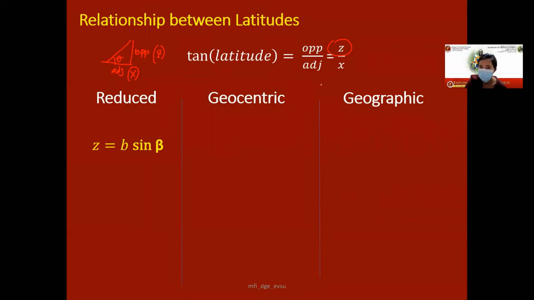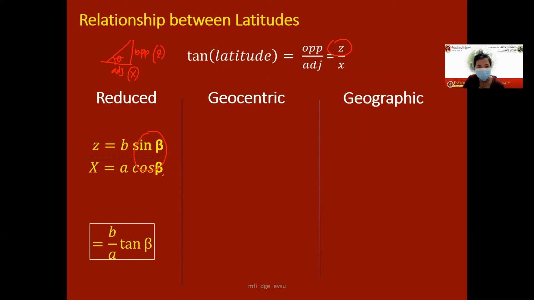If we divide this one by x, which is a cosine beta, what will happen? Sine over cosine is equivalent to tangent, right? So if we simplify this one, this is b over a tangent of beta. So we just divide b sine beta by a cosine beta. Since sine over cosine is equivalent to tangent, then we write this one as b over a tangent of beta. Okay, let's now move to the other latitudes to see if we can simplify the formula.